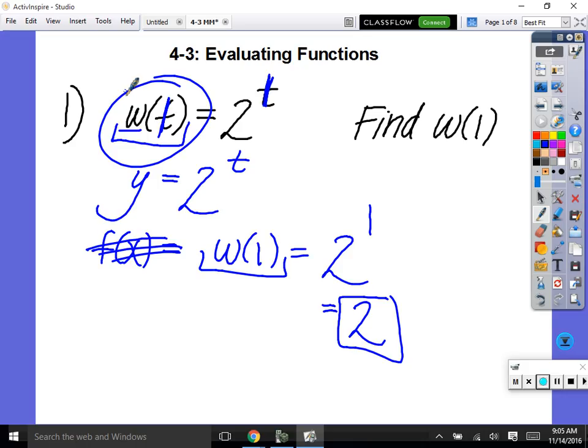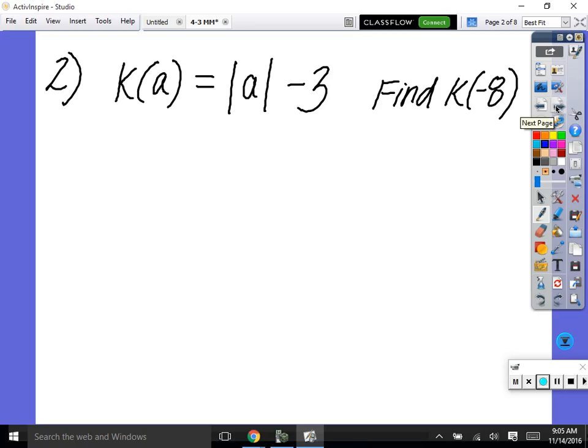Okay, let's do another one off your worksheet. Number 2. A couple of things to remember. It's been a while since we've seen absolute values, back in Secondary Math 1. So K of A just means we have a function of A, which is equal to the absolute value. Those lines are absolute value symbols. Just a reminder, it literally makes everything positive. If you have a negative in there, it'll make it positive. If you have a positive, it stays positive.